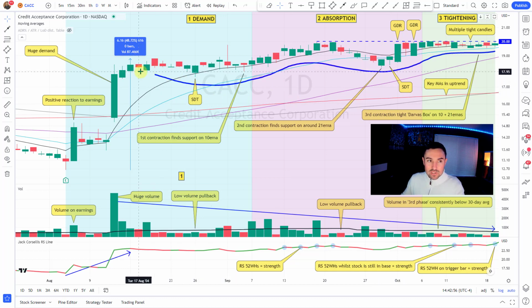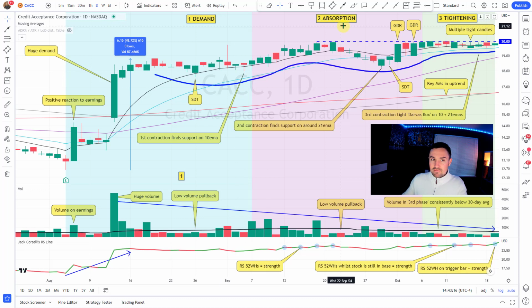But in terms of this first phase, this demand phase, fantastic to see. Positive reaction to the earnings, huge volume, bullish synchronicity coming through, and then the pullback respects the 10 EMA, volume dries up. Generally speaking, it's tight candlesticks, evidence of absorption because you can see the demand tails, you can see the thin real bodies. Fantastic, right?